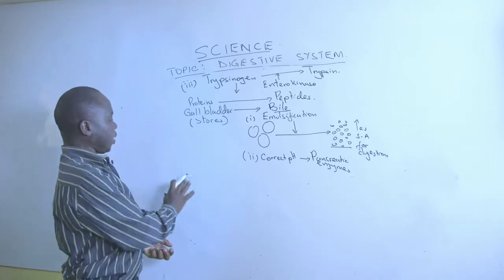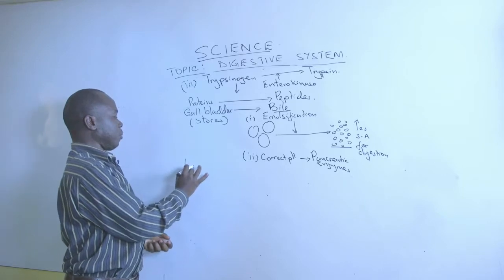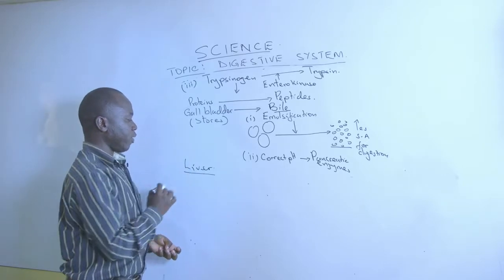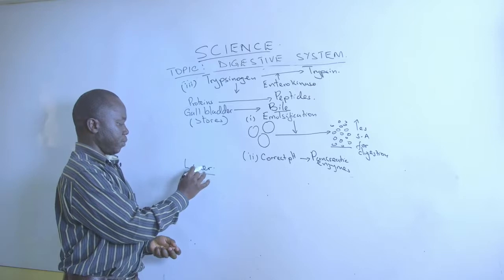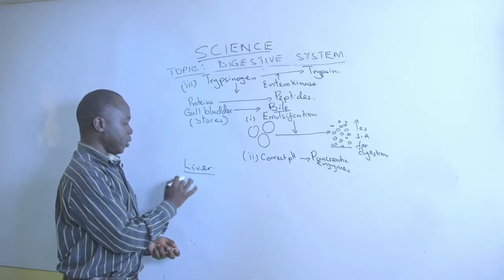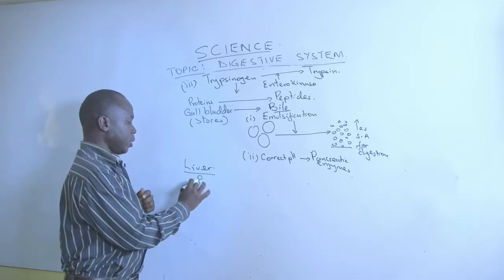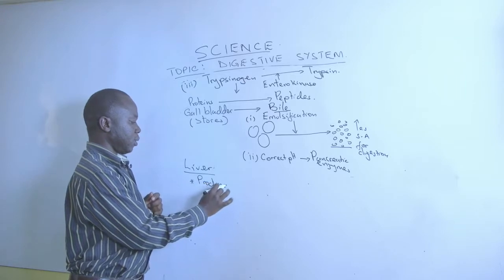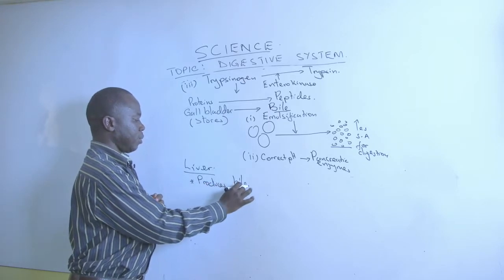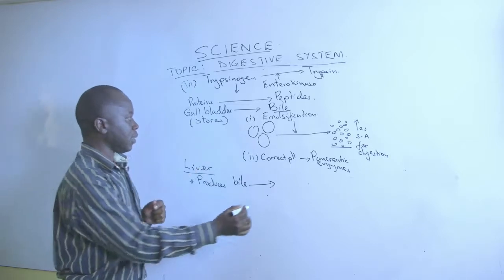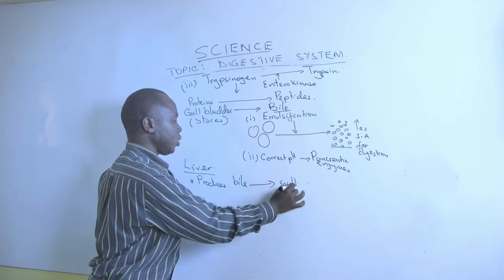So before we go to another part, we can look briefly at the liver, the role of the liver in digestion. The liver is important because, as we have mentioned, it's the one that produces bile. But this bile will go somewhere else, the gallbladder, for storage.